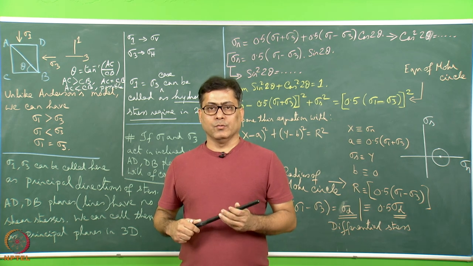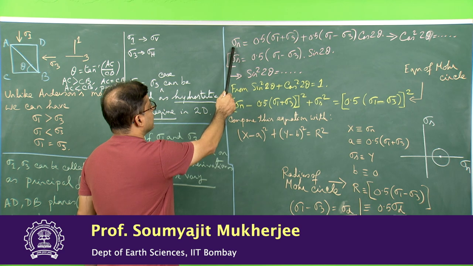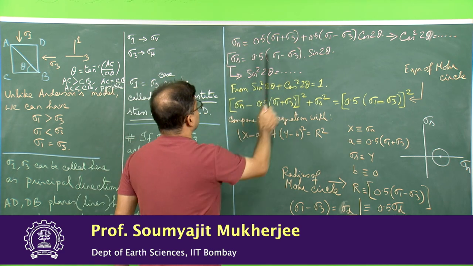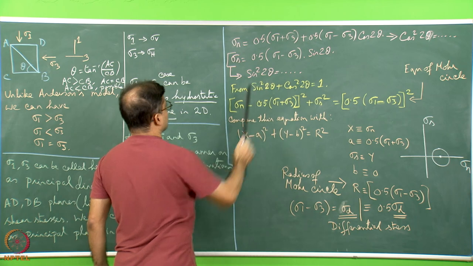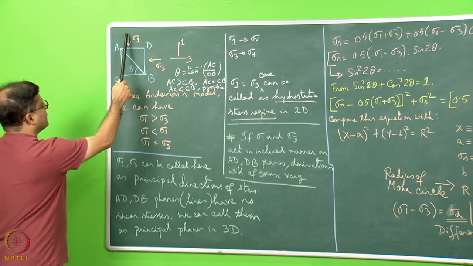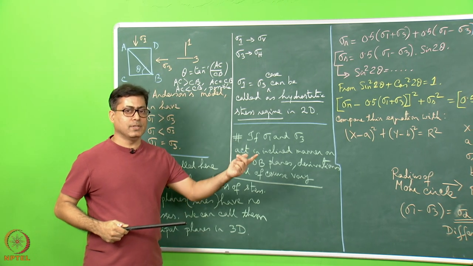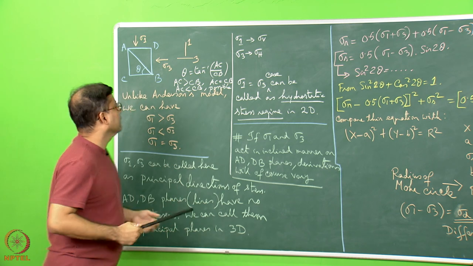The deduction on the Mohr circle related issue is like this. What we did right now, the sigma n is equal to this expression and sigma s is equal to this expression. Here was our diagram, A, C, B, D, and sigma 1 and sigma 3 were applied. A few things I want to add, then we will proceed in deducing the Mohr circle.